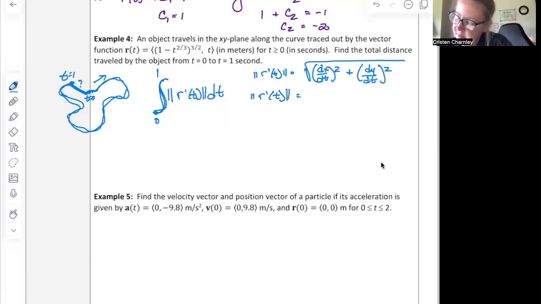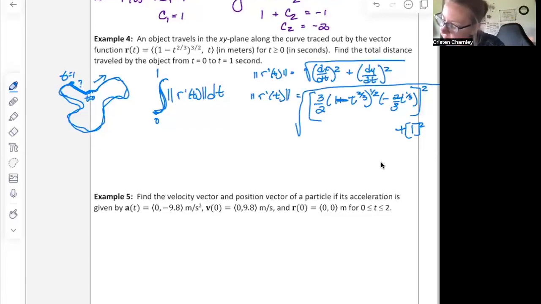All right, the x component's a little bit messy. We're going to have a chain rule in there, but that's okay. We have 3/2 times (1 minus t to the 2/3), and then the 1/2 times the derivative of the inside would be negative 2/3 t to the 1/3. I want to make sure I have all those pieces. This whole thing is squared. Plus the derivative of the second term, luckily that's pretty easy, which is a 1, quantity squared. This is all still inside of the radical.